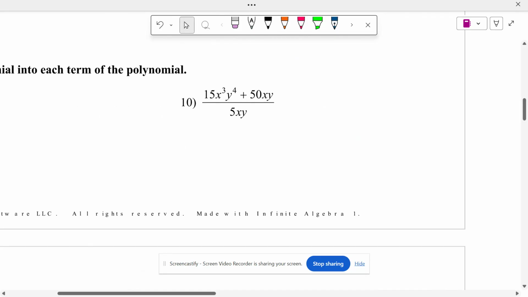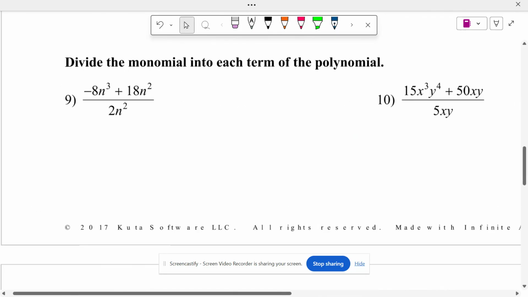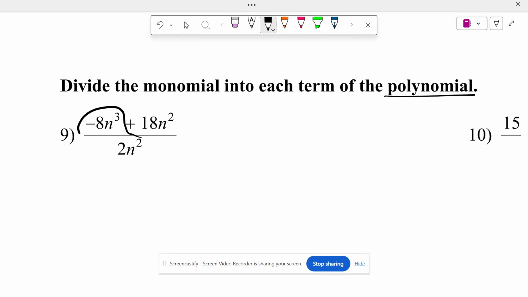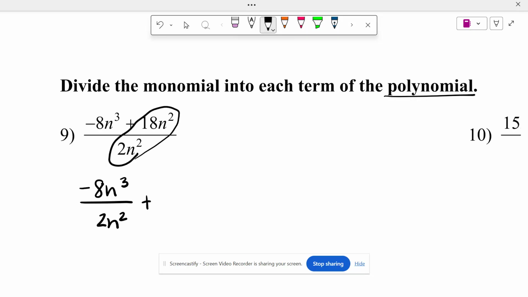So let's go down where we're dividing when now we all of a sudden have a polynomial. How would we even approach that? So we're going to look here, and we have a binomial being divided by a monomial. So what we're going to do is actually set up 2 different fractions. I'm going to set up the first one to be this, because both parts need to be divided by our monomial. Then my next one, because it's a plus sign, we'll put a plus sign there. And we're going to divide them by this, 18n squared over 2n squared.